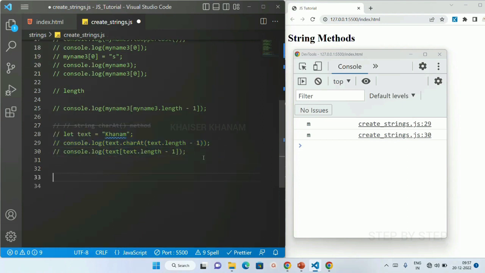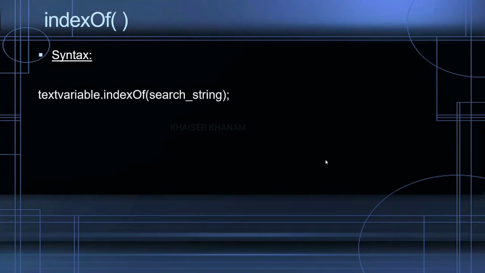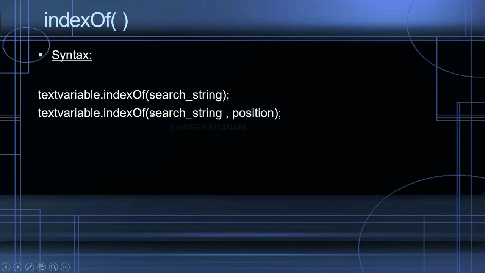Now let's talk about our second method, that is indexOf. Okay, this is our indexOf method, and this will be the syntax. Whatever variable we have created, that variable.indexOf, inside this we have to pass the search string. I will tell you what is this search string, and this will be the second syntax. After the search string, we just have to pass the position. This position will be a number and this search string will be a string. Once we see a practical example, you will understand about this search string and also this position.